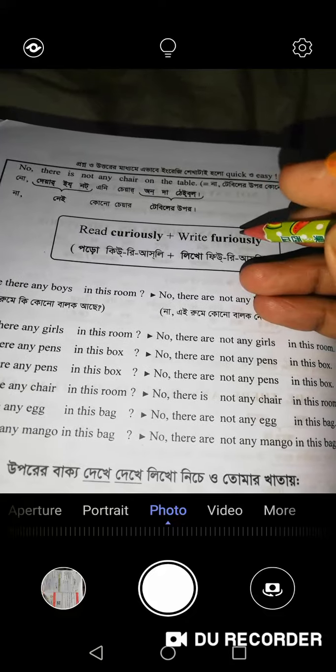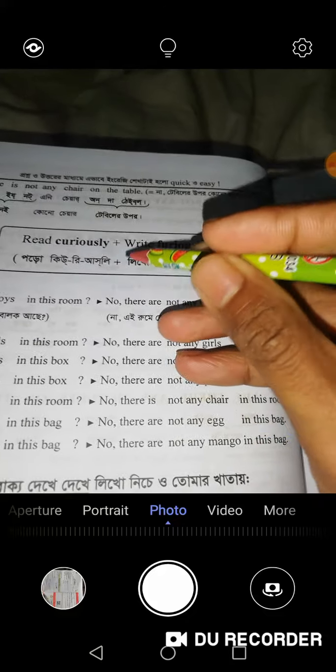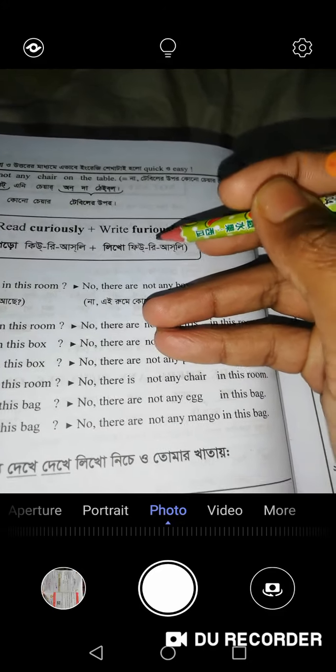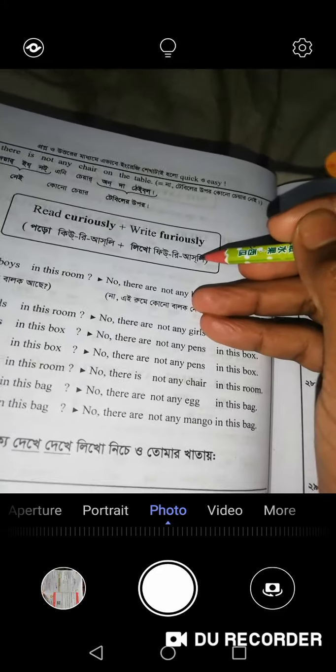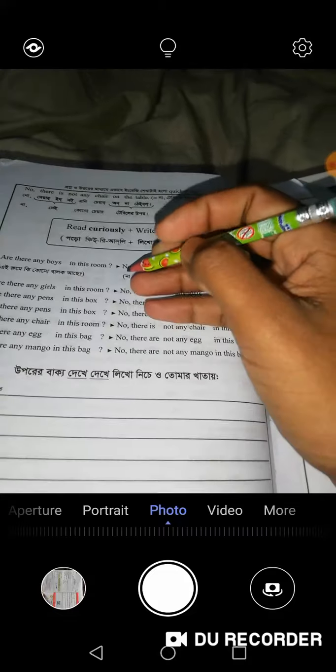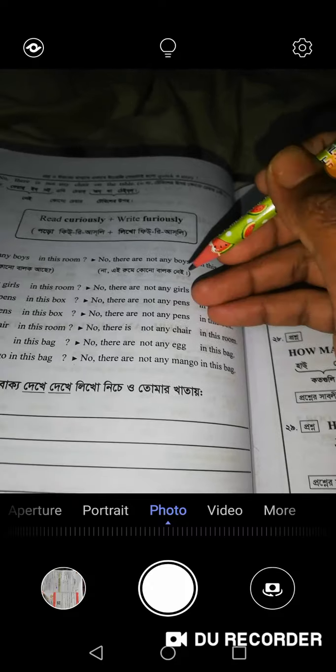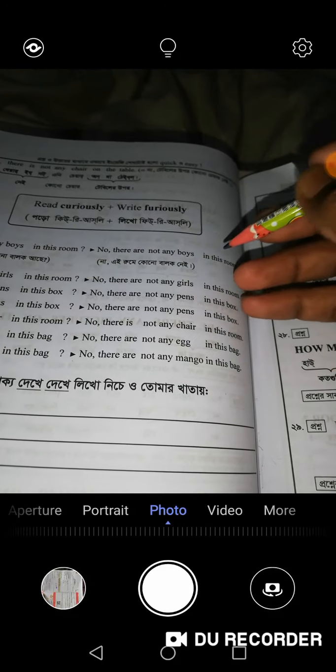No, there is not any chair on the table. Read curiously and write furiously. Really interesting thing. Are there any boys in this room? No, there are not any boys in this room. Are there any girls in this room? No, there are not any girls in this room. Are there any pens in this box? No, there are not any pens in this box.